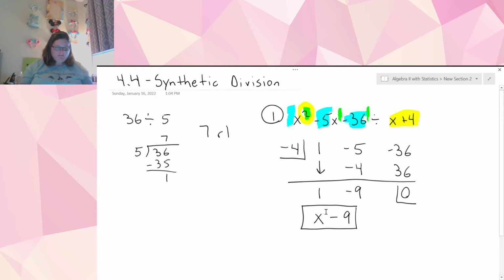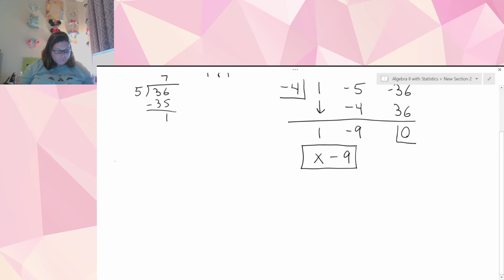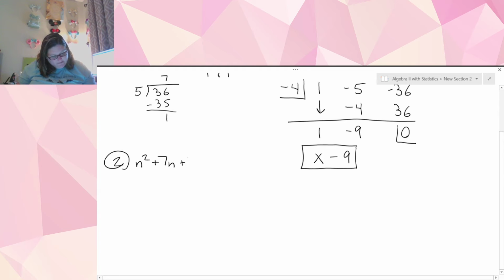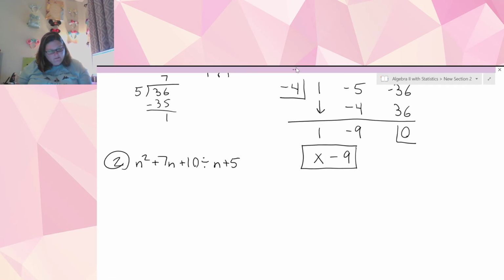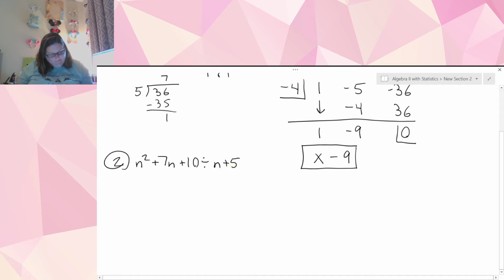So let's look at another problem. So let's say I have n to the second plus 7n plus 10 divided by n plus 5. So again, I'm looking at n plus 5, and I'm looking at what's going to make that 0. So negative 5 is going to make n plus 5 0. So I put that in my box. Then I look at my exponents. I go 2, 1, 0, which is what I want.